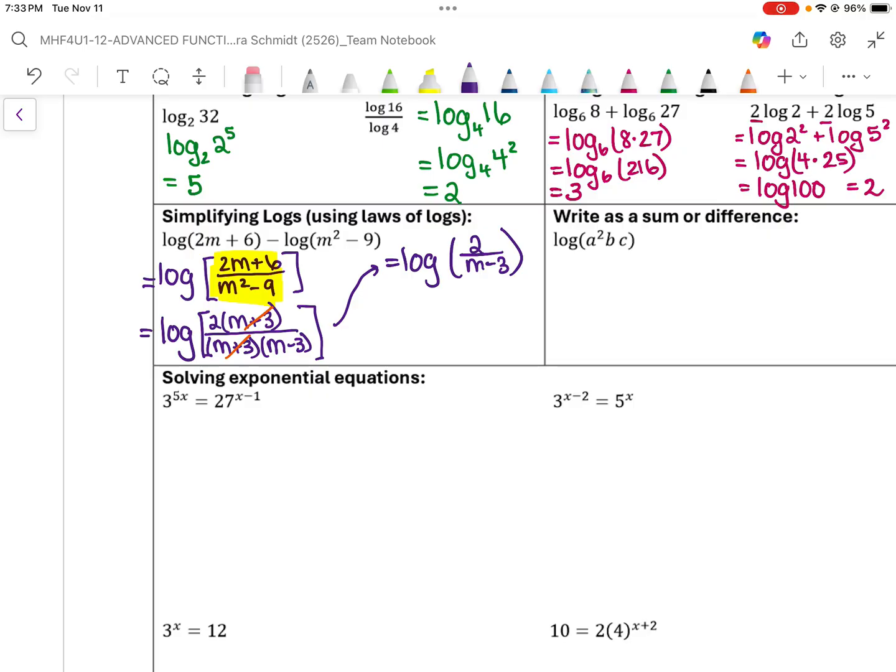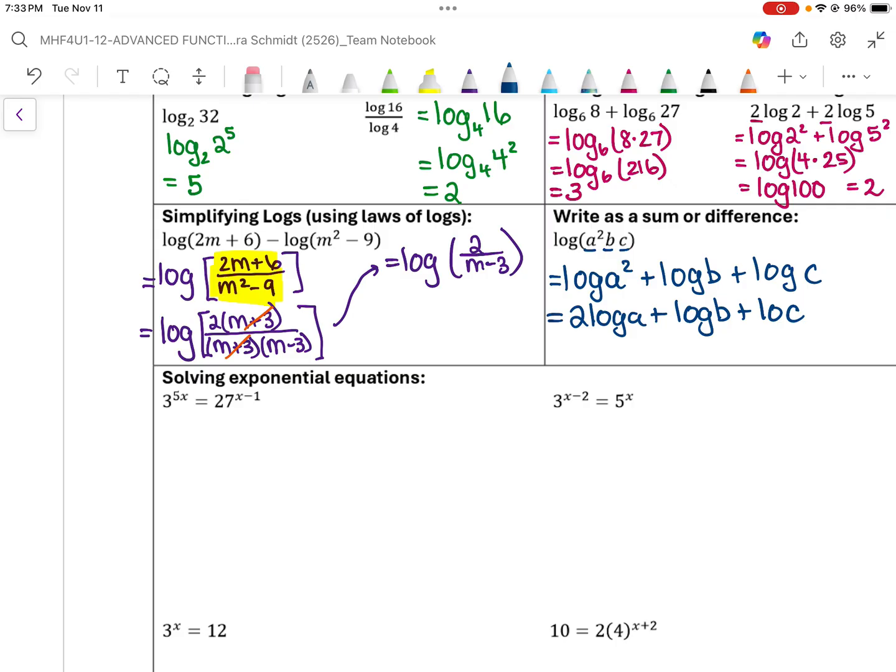Here it says write as a sum or difference. So I'm kind of splitting this up. These are currently being multiplied together. So using my law of logs, I can write this as log a squared plus log b plus log c. And if I wanted to, I could even simplify log a squared to become 2 log a plus log b plus log c. They're all added because these are all being multiplied.